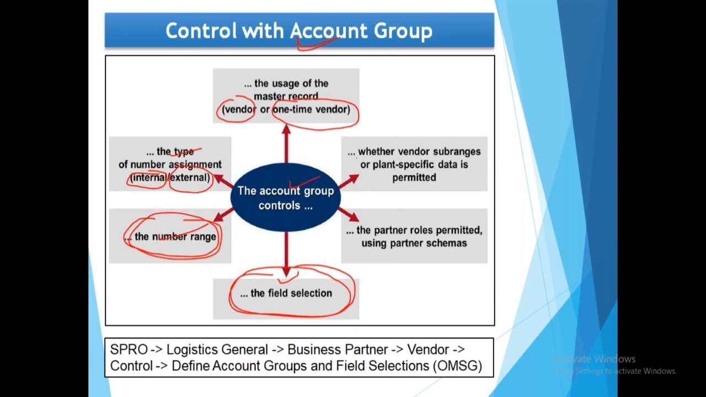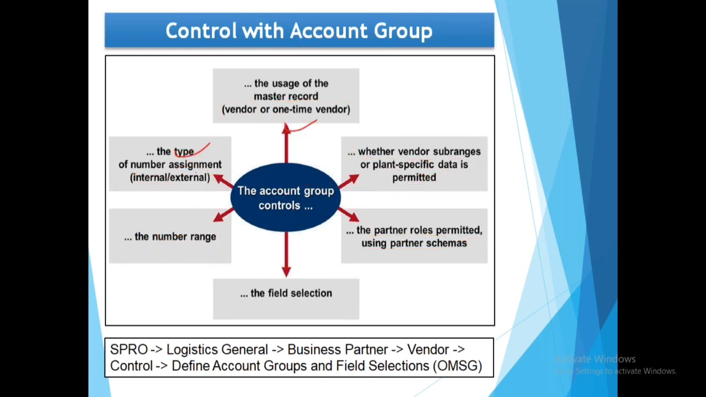And whether you can maintain the vendor subranges or plant specific data, whether you can maintain this or not, is also controlled by the account group. And partner roles, what partner roles are permitted, and using the partner scheme. So all these functions are controlled by the vendor account group.